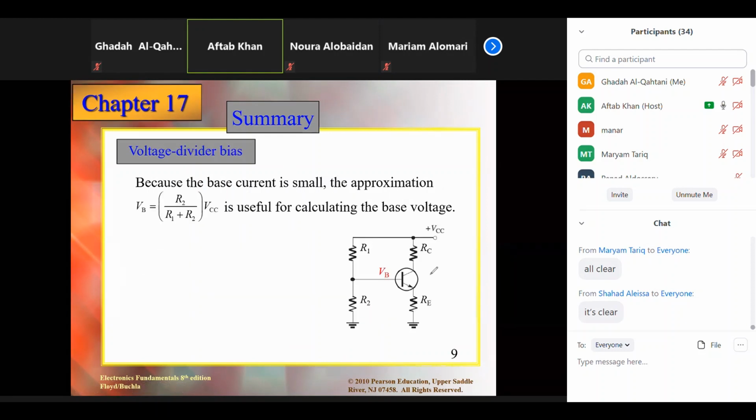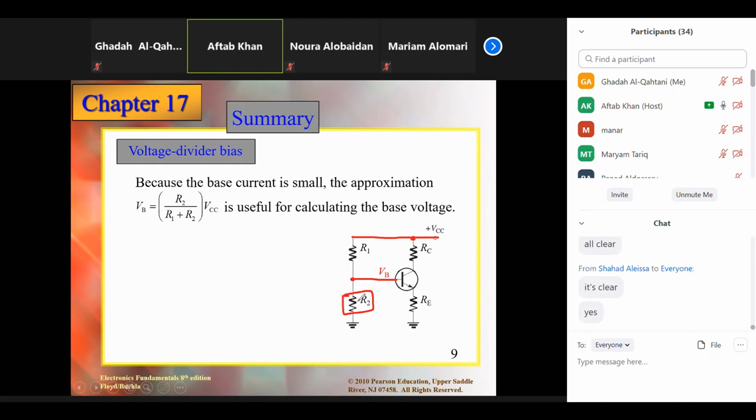See this configuration. Here we are connecting a single battery, VCC. I can show the battery like this, or we can show it like this one. So VCC. We are applying this voltage here, but see, the same voltage is here. Actually, this is a straight line, and we have here a voltage divider, R1 and R2. Whatever voltage we are getting here, girls, we are applying here. So actually, how much is VB? VB is equal to the voltage drop across R2. Am I right?